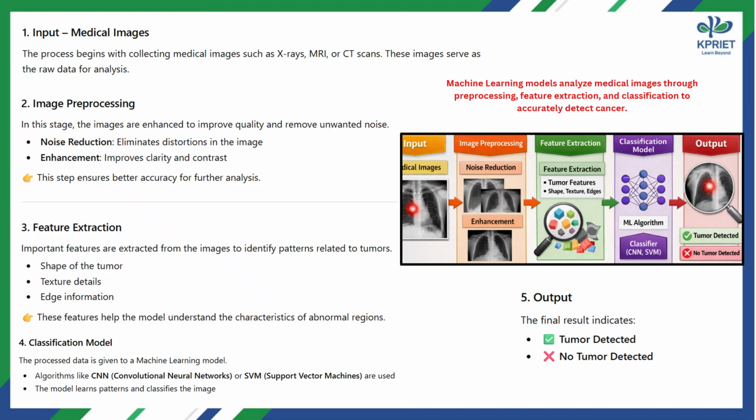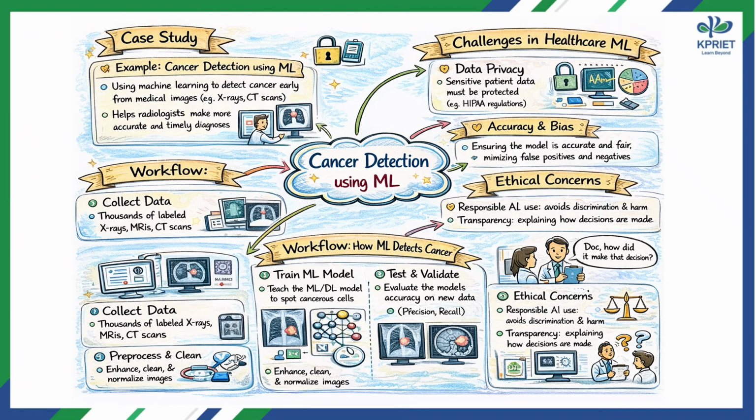The feature extraction results in identifying the shape of tumors, texture details, and edge information, and classification models like convolutional neural networks or support vector machines are employed. The model learns patterns and classifies the images, and the final output will be tumor detected or not detected. So this is an example of cancer cell detection using machine learning. We can predict or detect cancer at an earlier stage with the help of X-rays and CT scans. This helps the radiologist make a more accurate and timely diagnosis.